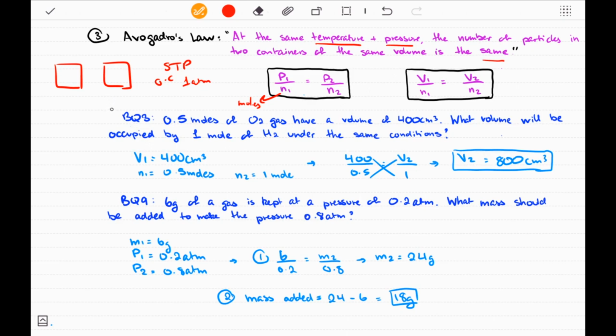And keep in mind, this law makes no mention of what the gas is. What this means is I could have hydrogen here and oxygen here. I could have nitrogen over here and carbon dioxide. It does not matter. The gas does not matter. As long as the conditions are the same and the volumes are the same, the number of particles over here is exactly the same as the number of particles over here, every time, no matter what. And this is important because in basic question 3, they compare oxygen with hydrogen as a trick, and you should know that the gas does not matter in this particular law.